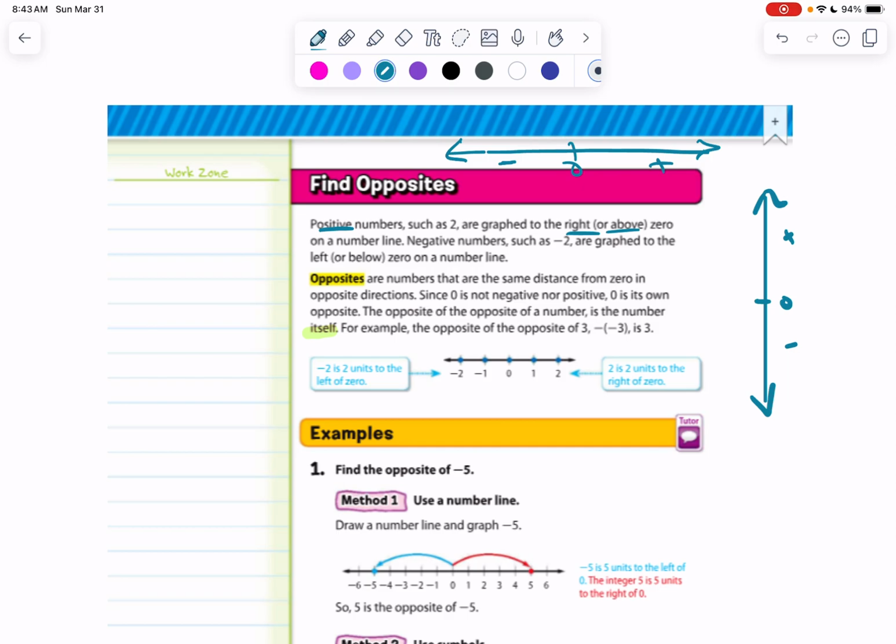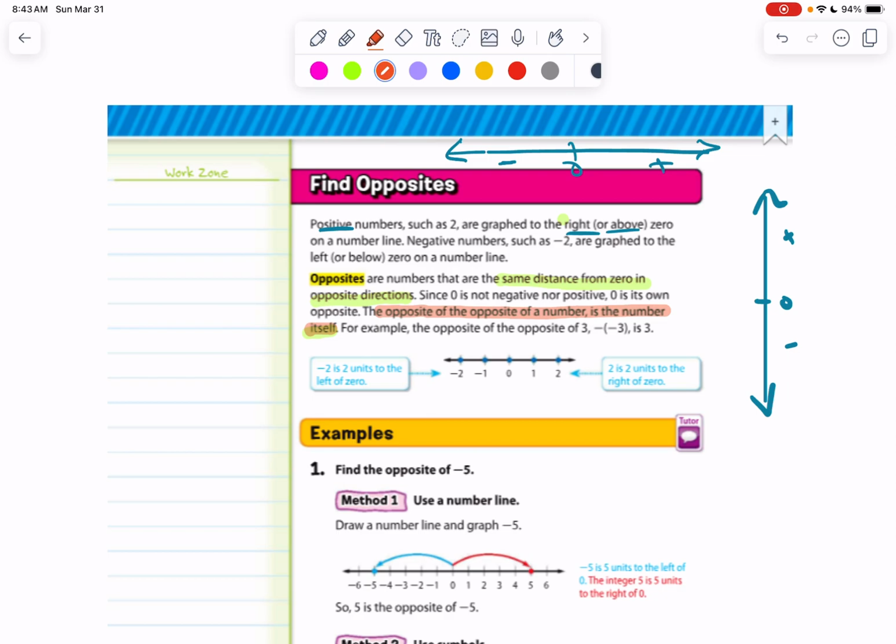Opposites are numbers that are the same distance from 0, but in opposite directions, okay? Same distance from 0 in opposite directions. Since 0 is not negative or positive, 0 is its own opposite. So if the book actually asked you what's the opposite of 0, you would say 0, okay? Now here's the part I really want you to check in with because it's a new concept. It's a tongue twister. The opposite of the opposite of a number is the number itself, okay?